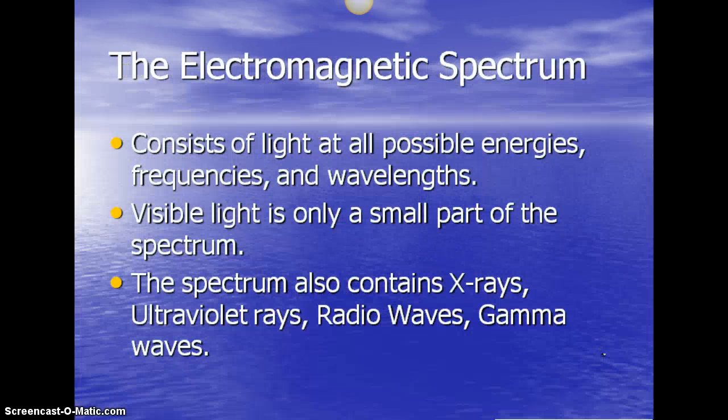So the electromagnetic spectrum consists of light at all possible energies, frequencies, and wavelengths. Visible light is just a small part of the spectrum, and so we already mentioned these. The spectrum also contains X-rays, ultraviolet rays, radio waves, and gamma waves.